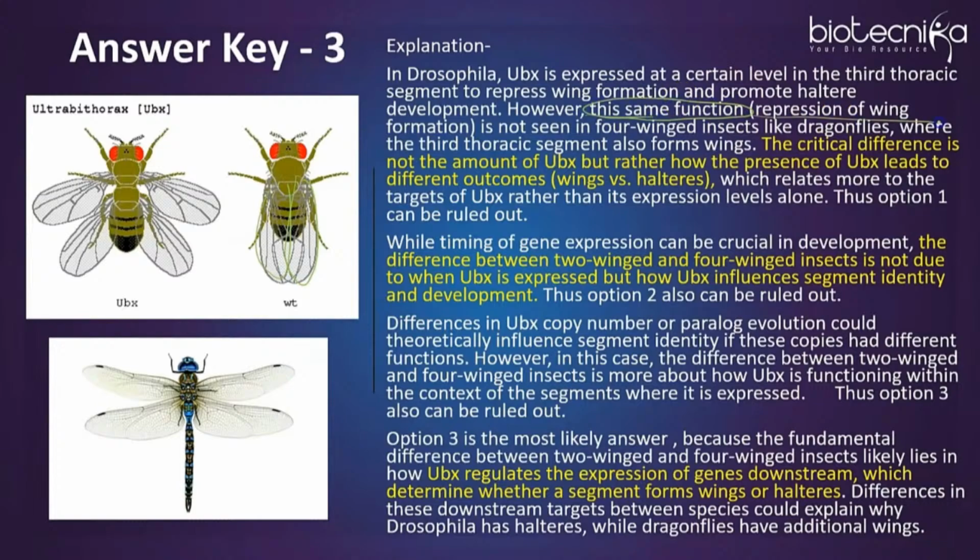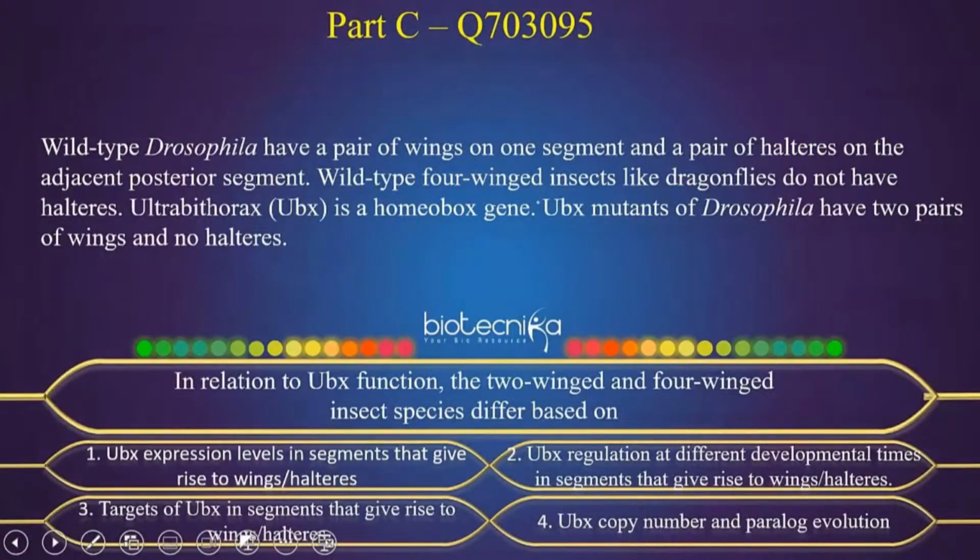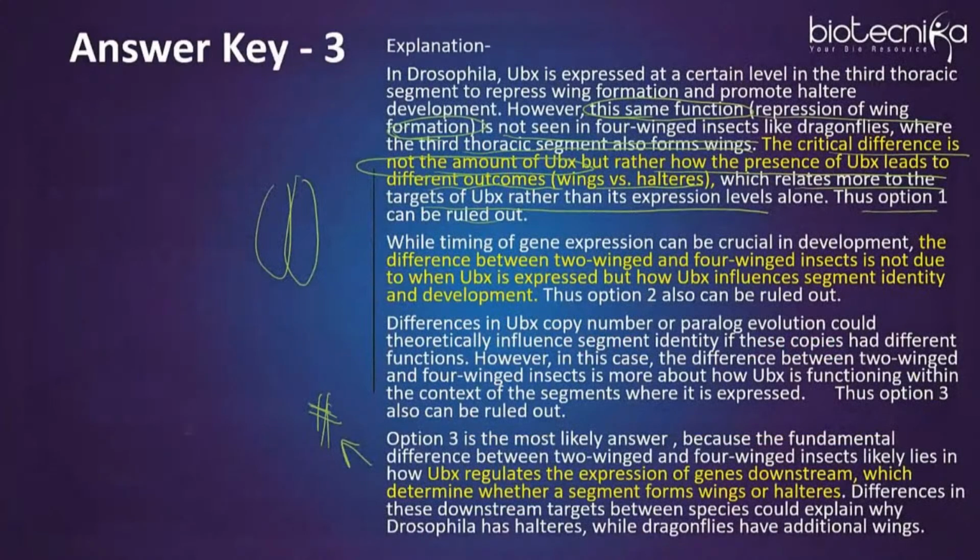However, this same function, that is repression of wing formation, is not seen in four-winged insects like dragonflies, where the third thoracic segment also forms wings. So the critical difference is not the amount of UBX, but rather how the presence of UBX leads to different outcomes, that is wings versus halteres, which relates more to the targets of UBX rather than its expression level. That's why option 1 can be removed, which says UBX expression levels, talking about the amount of UBX that gives rise to wing and haltere. As I said, it has got nothing to do with the amount.